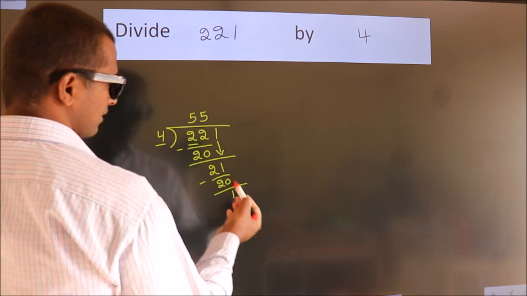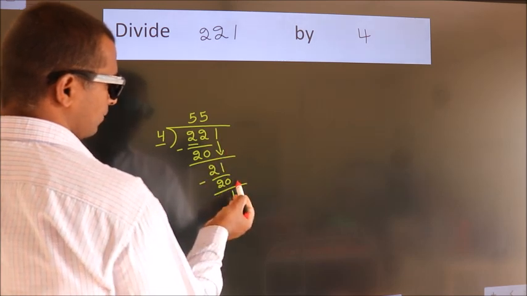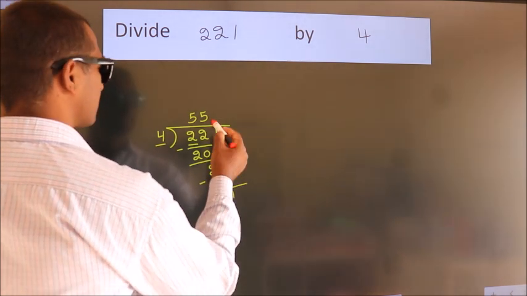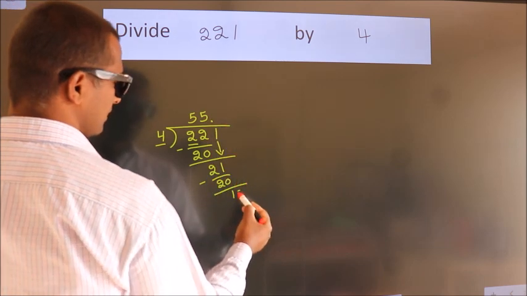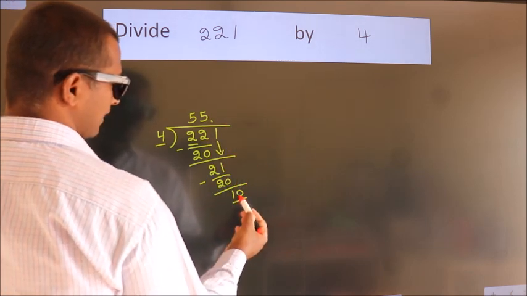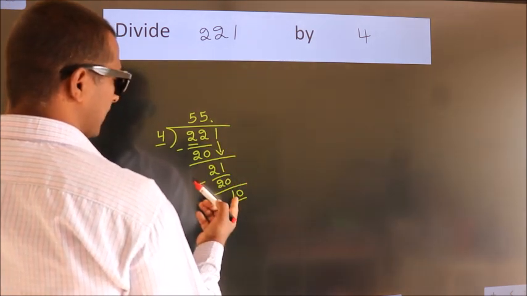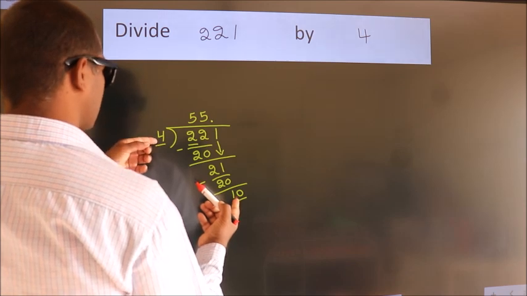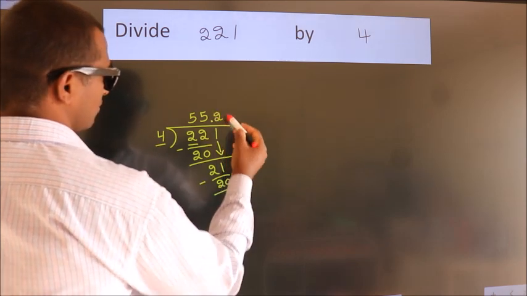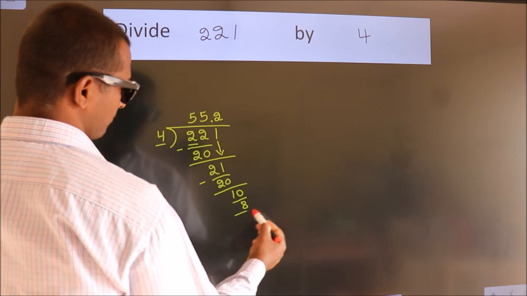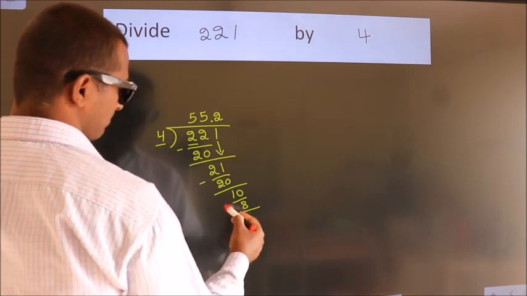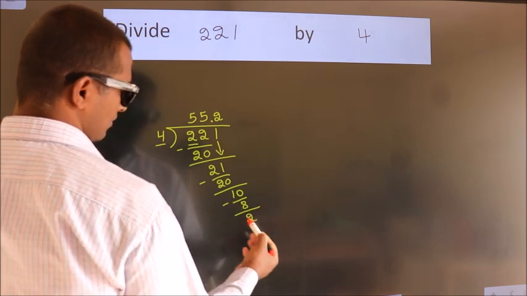After this, there are no more numbers to bring down. So what we do is, we put a dot and take 0. So 10. A number close to 10 in the 4 table is 4 twos, 8. Now we subtract, we get 2.